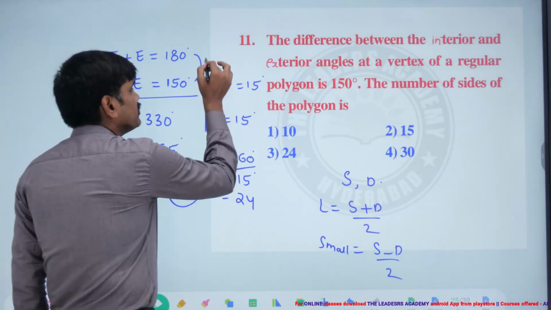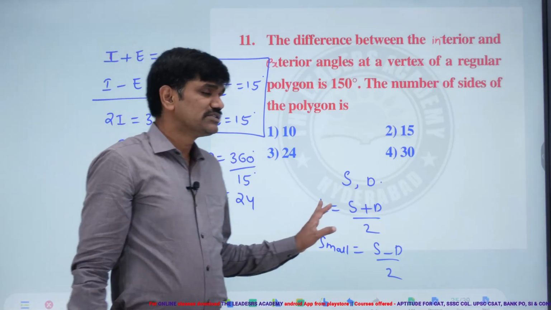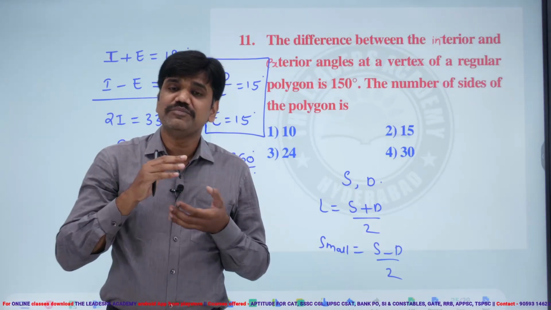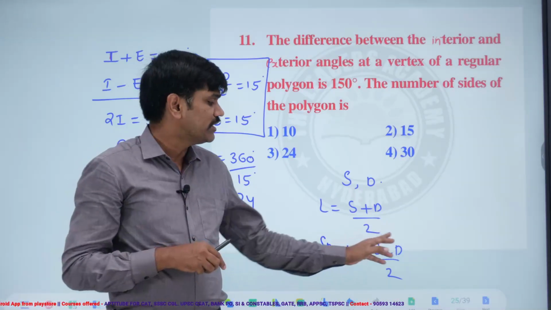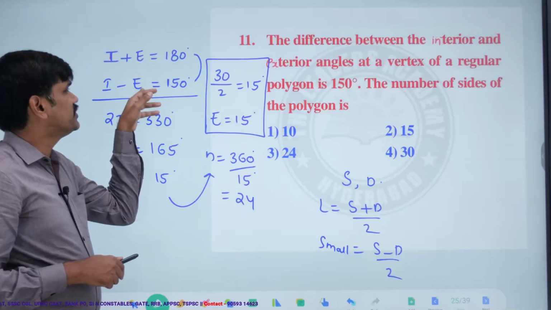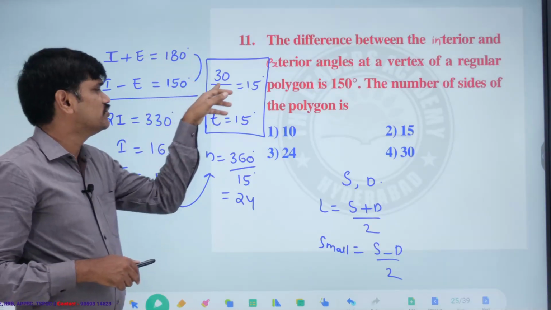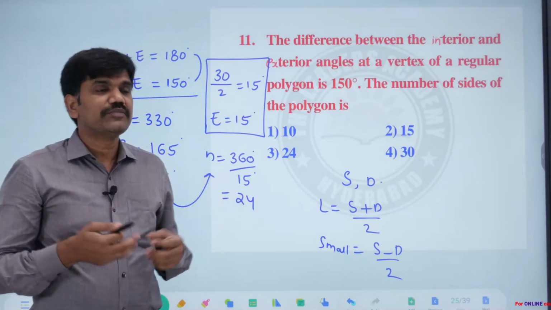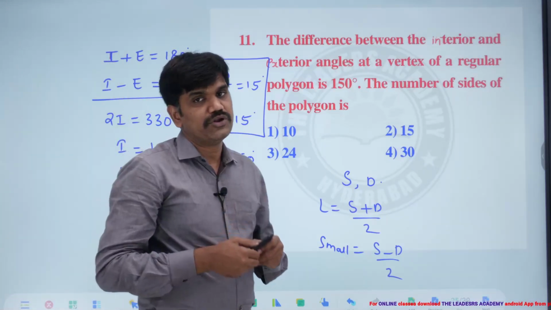After this we will go to the next step. Rather, I am directly telling you one shortcut of handling it. Whenever you come across the sum of two numbers and the difference of two numbers, the large number is equal to (sum plus difference) by 2, and the small number is equal to (sum minus difference) by 2. As we know the sum and difference over here, I need the exterior angle, which is the smaller angle. That's why I simply take the difference between these two values by 2. That gives me E, the exterior angle. From that I can directly get the number of sides of that regular polygon.